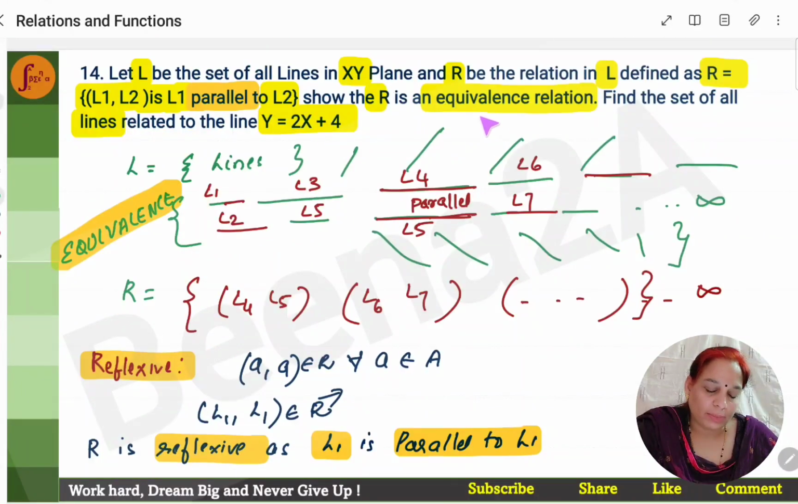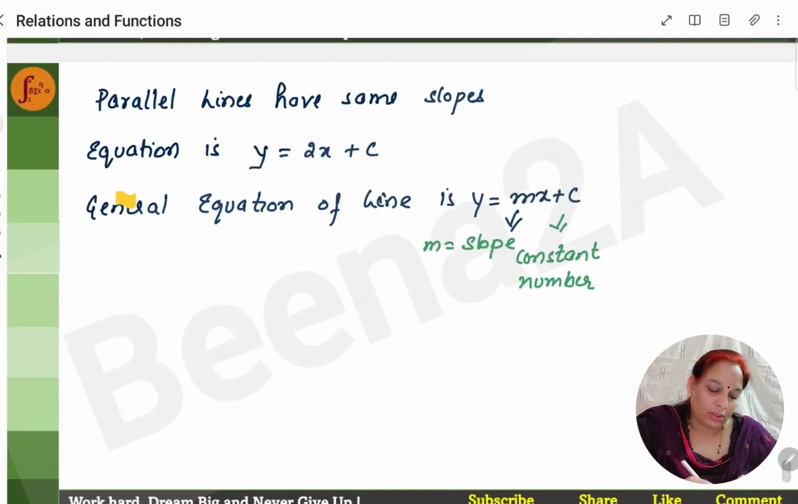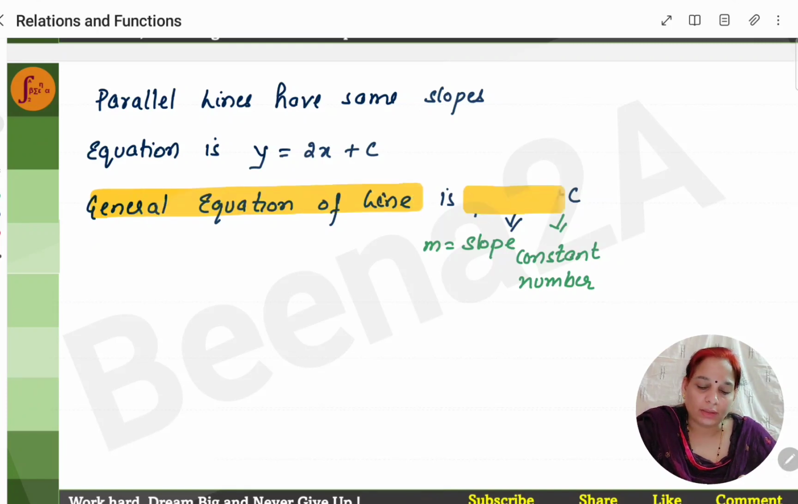Now let's look at the second part of the question. Find the set of all lines related to the line y is equal to 2x plus 4. So you have to find the set of all lines that are related to this particular line. This is nothing but the equation of a line. y is equal to 2x plus 4 is the equation of a line. The general equation of any line is y is equal to mx plus c. This is the y coordinate, this is the x coordinate, m is the slope, and c is some constant, any number.